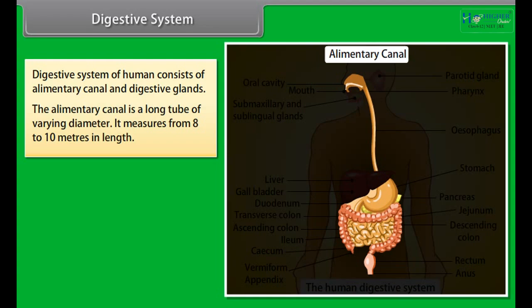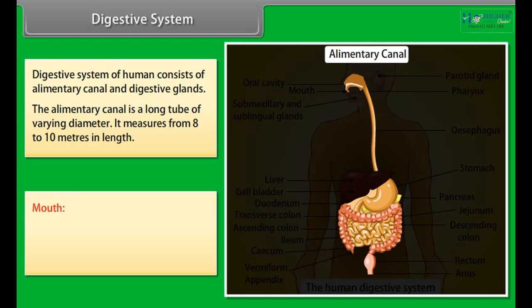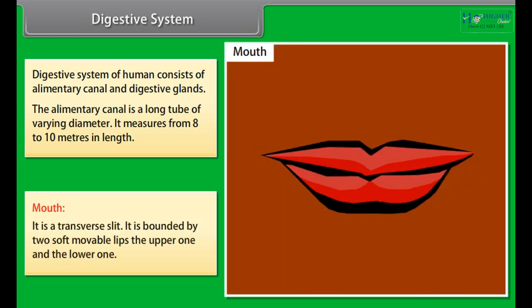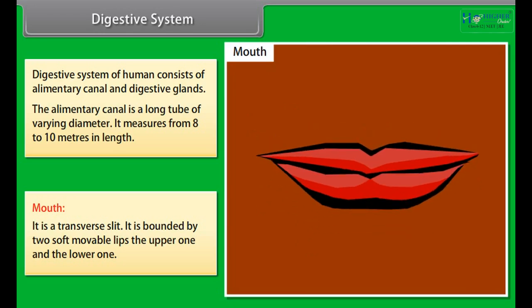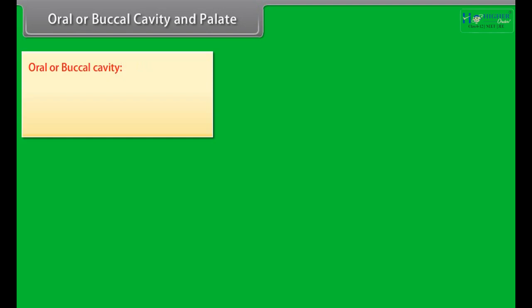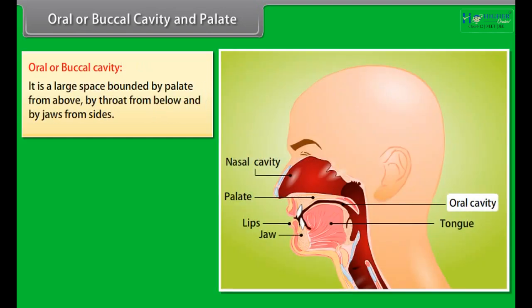The first part of the alimentary canal is the mouth. It is a transverse slit. It is bounded by two soft movable lips, the upper one and the lower one. Oral or buccal cavity and palate. Oral or buccal cavity: it is a large space bounded by the palate from above, by the throat from below, and by jaws from the sides.